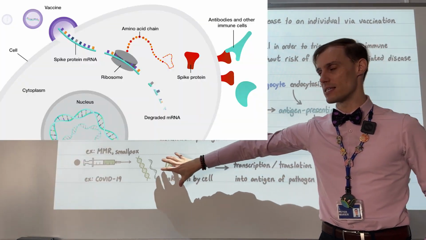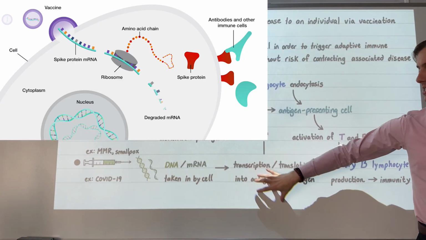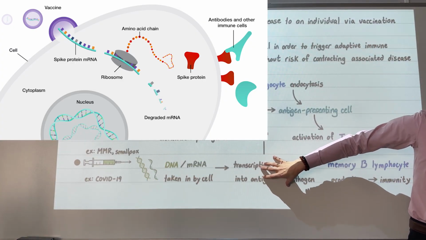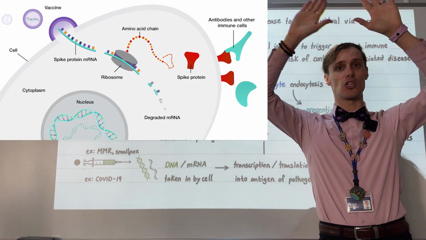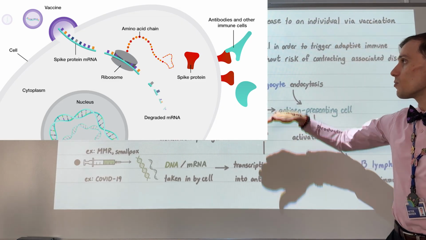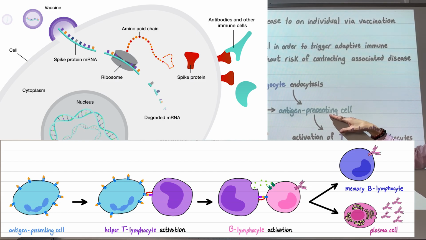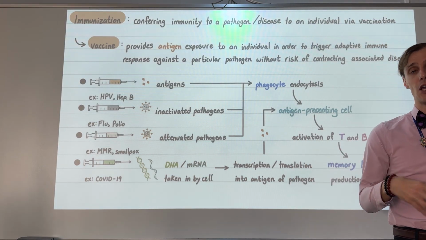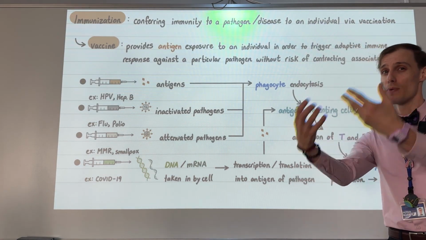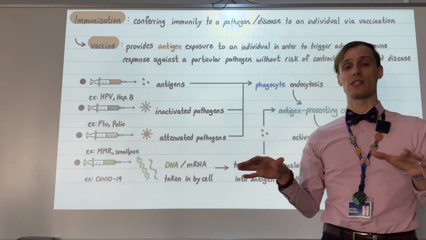So what's happening is that this mRNA was then being transcribed and translated by your body cells that would then present the antigens on their surface. They would then activate antigen presenting cells, activation of T and B lymphocytes, and then memory cells. So again, they're providing your body the opportunity to see or experience these antigens without the risk of infection.